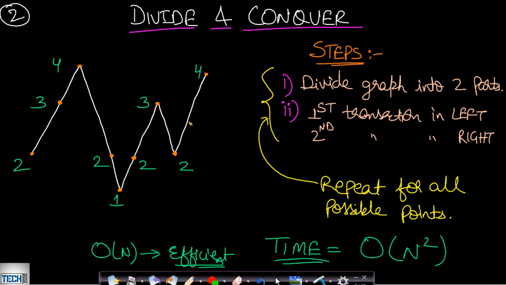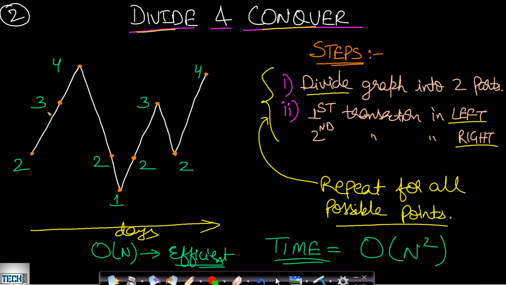Now the next approach, which is more efficient, is by using the divide and conquer technique. So first let us look at how we apply this method and how we think of applying it. The steps are, let's say these are the stock prices for a given number of days. So this is just a single stock. We can divide the graph into 2 parts, and then we can perform one transaction on the left hand side, another transaction on the right hand side, and we can repeat it for all possible points.